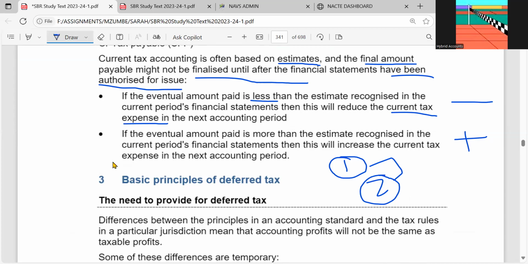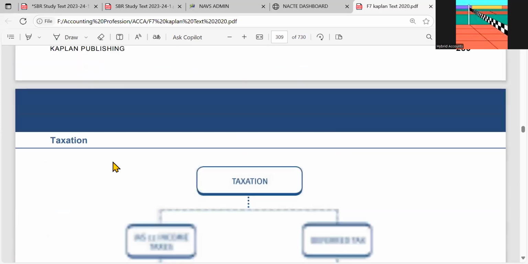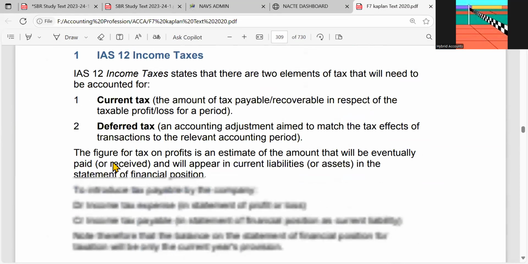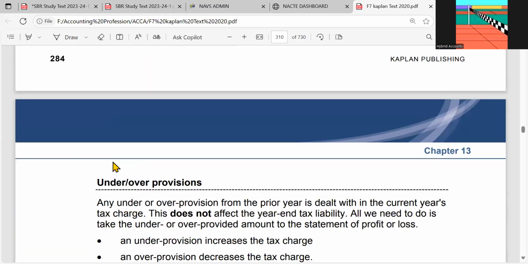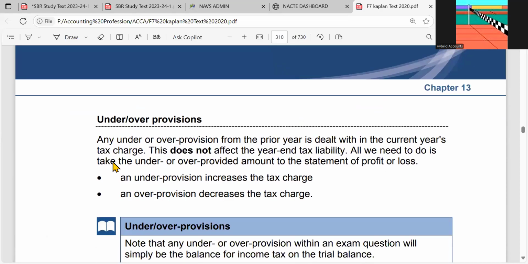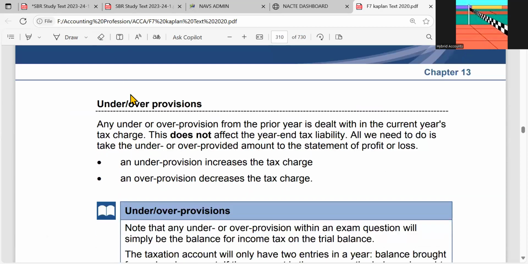All right, you can see this one. Let's go and see how we make such entries. It's very essential for you. You can just let it be. You see these under and over provisions, I will explain them to you. An under provision will be added to the tax charge, and an over provision will be deducted from the tax charge.